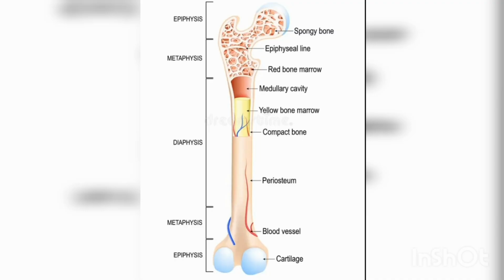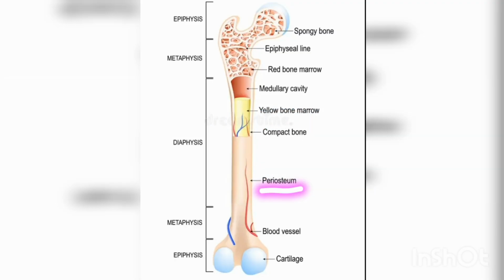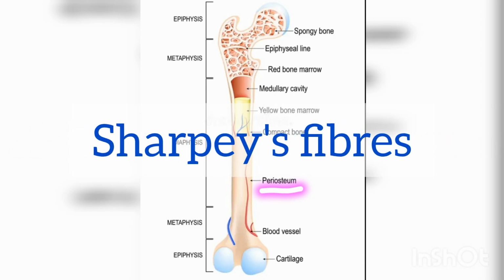Now let's take one long bone and break it down from outside to inside. Periosteum. The outer surface of most bones is covered by a tough connective tissue membrane called the periosteum. It has an outer fibrous layer and an inner osteogenic layer. It is attached to the underlying bone through strong fibers called Sharpey's fibers.